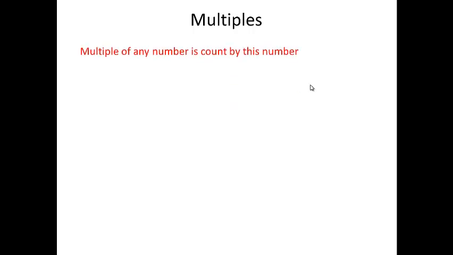Multiples means count by. Skip count. Multiple of 3: count by 3. Every time add 3. Start from 0. 0, add 3, you will get 3. Add 3, you will get 6. Add 3, you will get 9, and so on.